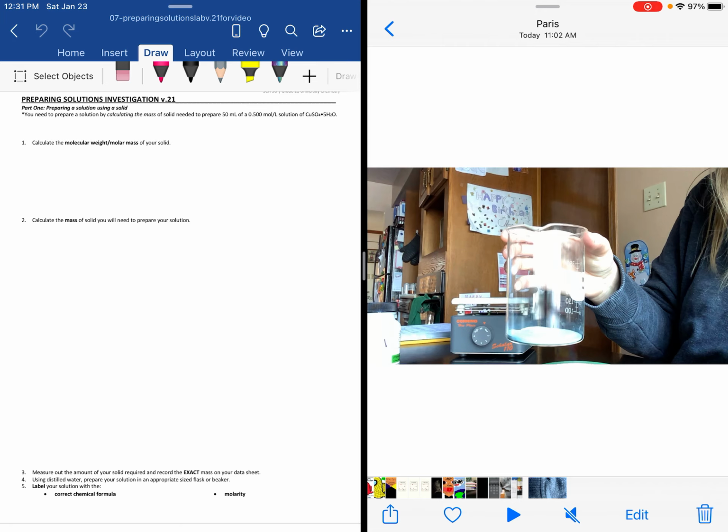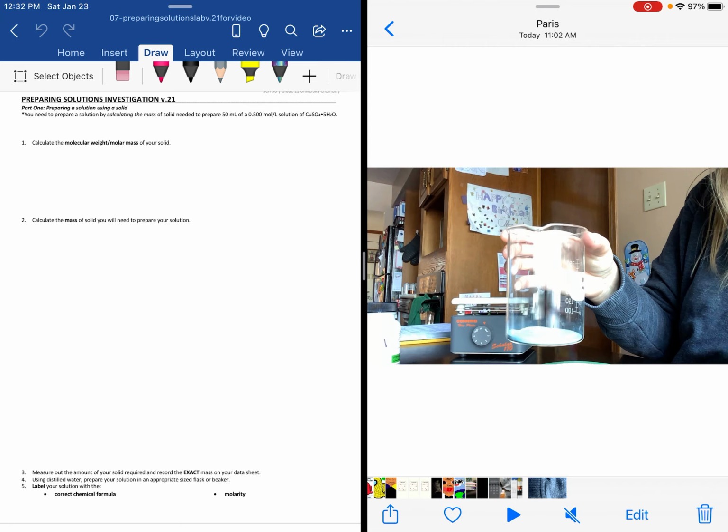So you can see here in this video, I've got a solid. So it is sort of like a cooking video. I had to weigh the solid at school because I don't have a scale at home. So in order to do this lab, you would need to prepare the solution. You have to calculate the mass of solid first.